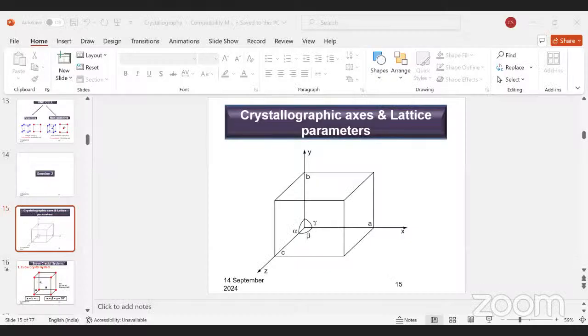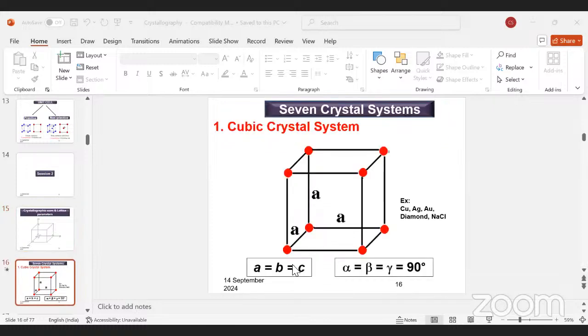You can see here the axes. Almost all the angles we see here are 90 degrees. Maybe A is equal to B is equal to C. The inclination, or the intersecting, of an angle we will call alpha, beta, and gamma.